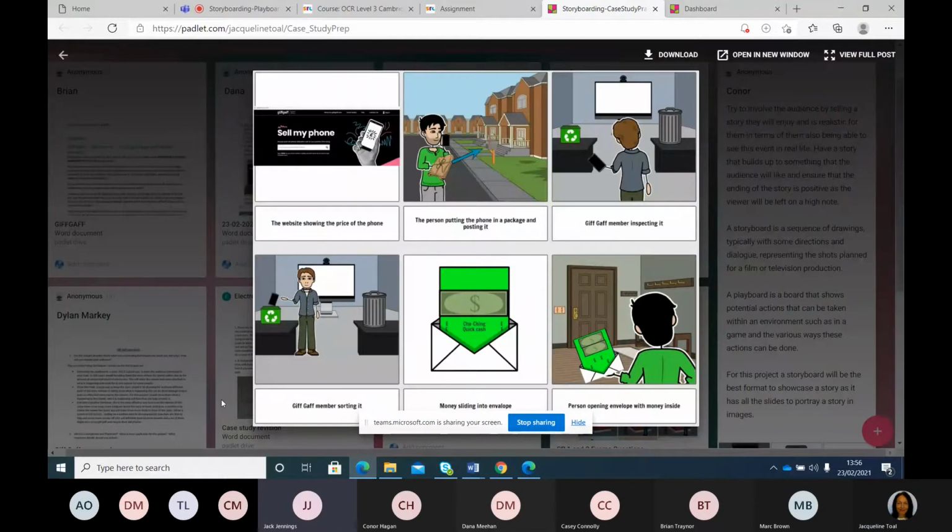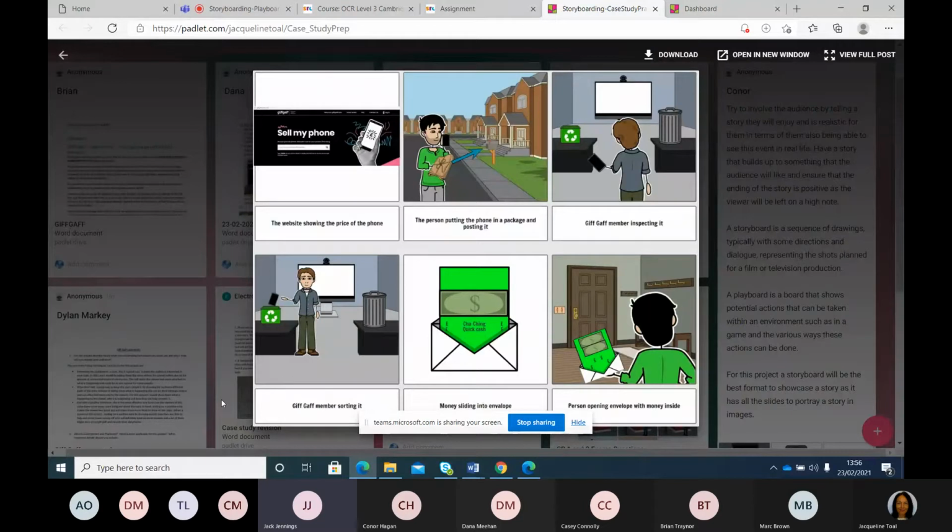So basically the first frame is them on the website where you put the model of your phone in, and that gives you an estimate for how much money it's worth. And then the second frame is the person putting their phone into a package and then posting the package to Gift Gaff.